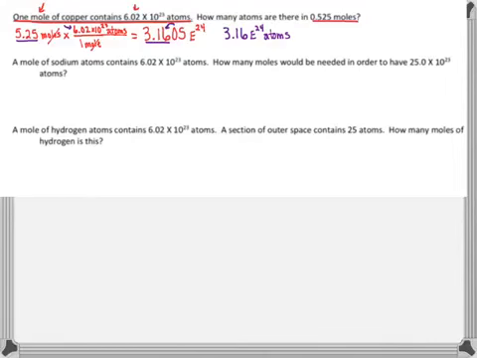All right, next problem. Here they're telling us, same conversion, 1 mole of sodium contains 6.02 times 10 to the 23rd atoms. Now we want to know how many moles we would need to have 25.0 times 10 to the 23rd atoms. Okay, so here's our given: 25.0 times 10 to the 23rd atoms.